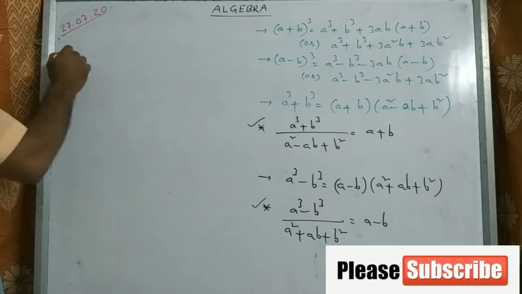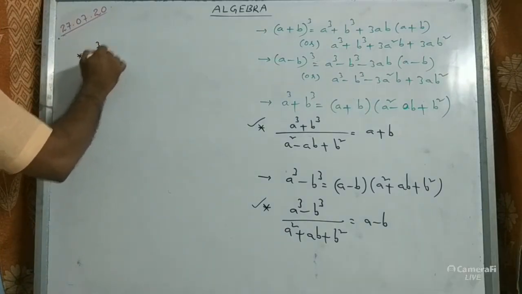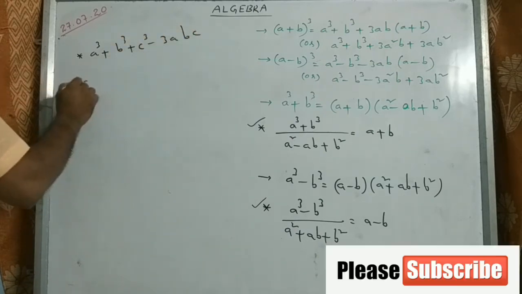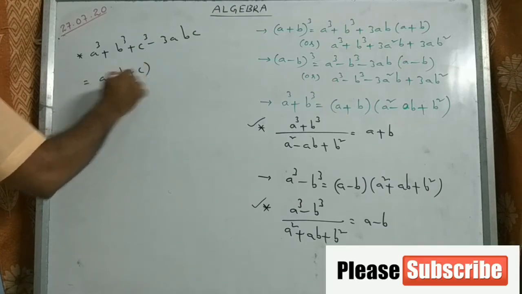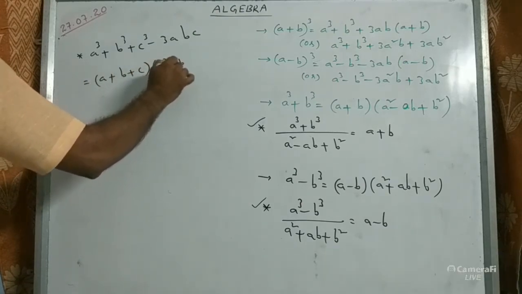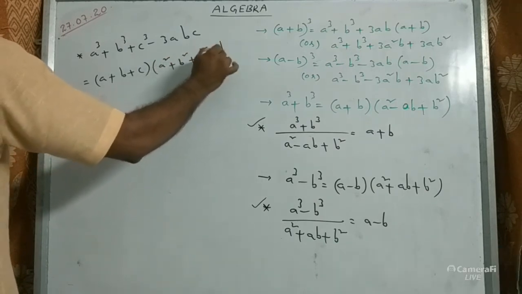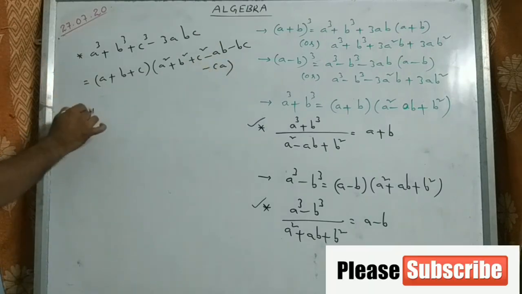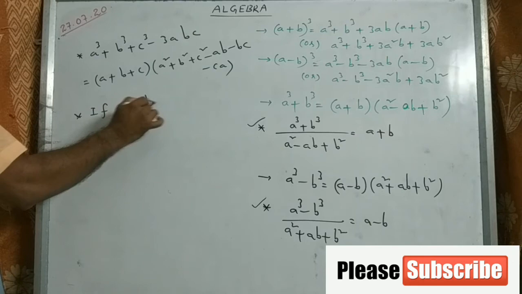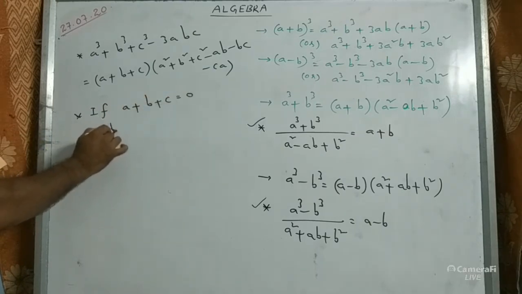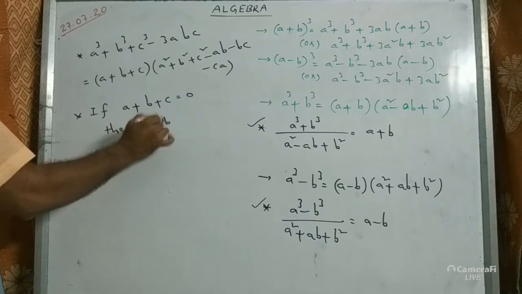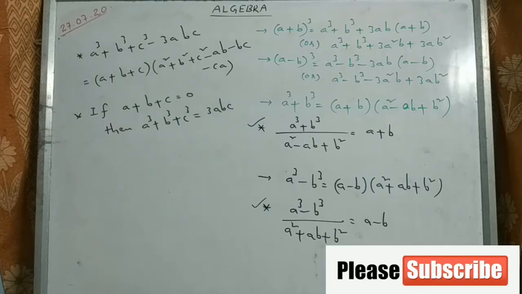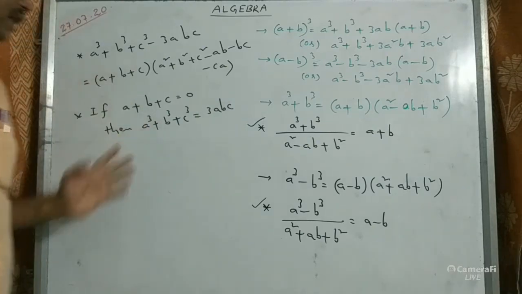So remember this, okay? In the previous class I told you one important formula: a cube plus b cube plus c cube minus 3abc equal to a plus b plus c into a square plus b square plus c square minus ab minus bc minus ca. And one important result I told you: if a plus b plus c equal to 0, then a cube plus b cube plus c cube value is 3abc. So this is the most important formula.